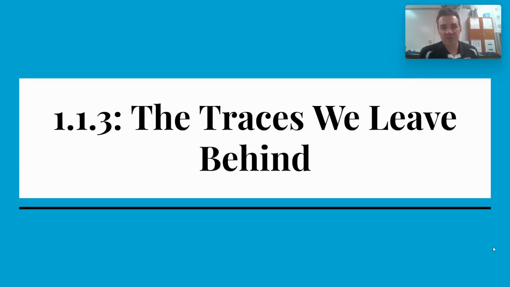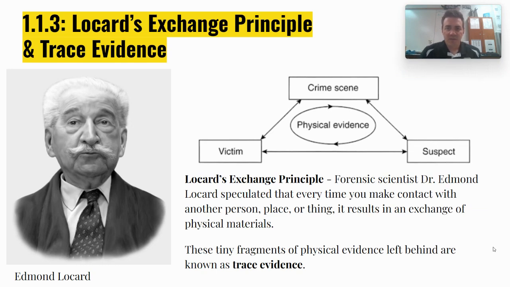This video is an introduction to 1.1.3, the traces we leave behind. This activity, 1.1.3, is all about trace evidence that's been left at the scene and how we analyze that in order to figure out what happened to Anna, learn more about the situation and what was going on and who might have been there, and especially to possibly find if there's anything left behind by a suspect.